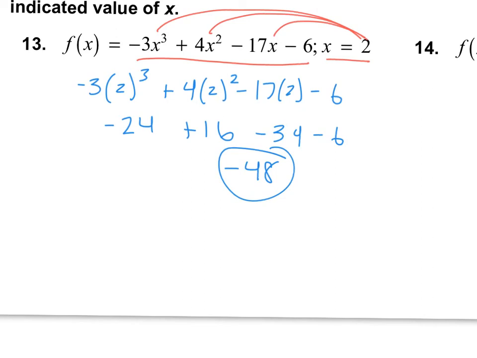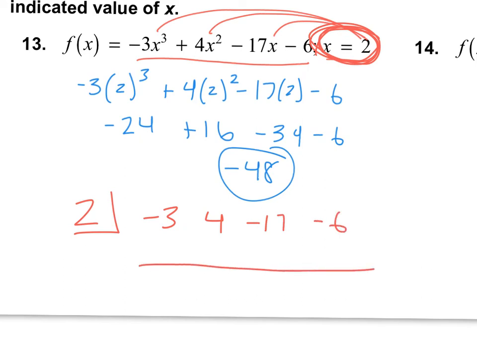So we're going to run synthetic division. Now, because I'm not dividing, I don't have a divisor. And so I don't need to think about what makes my divisor 0. I can use the actual solution here in my corner. I don't use the opposite sign. I fill in all of the numbers without the variables, so -3, 4, -17, -6. I draw a line, run my synthetic division. That drops down. That's -3.